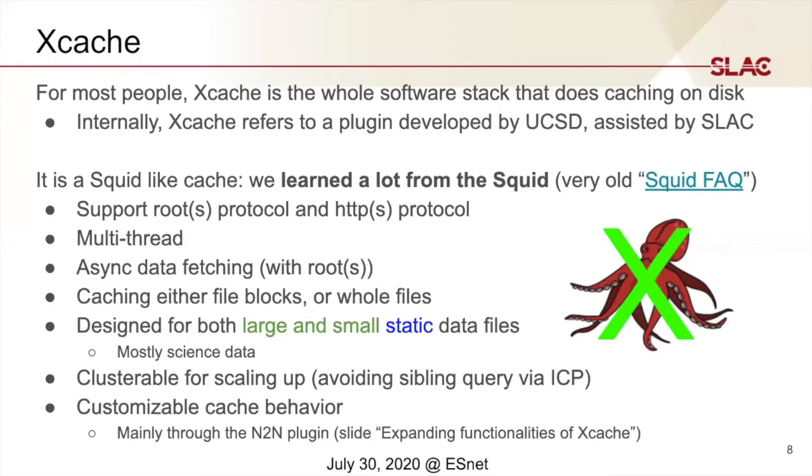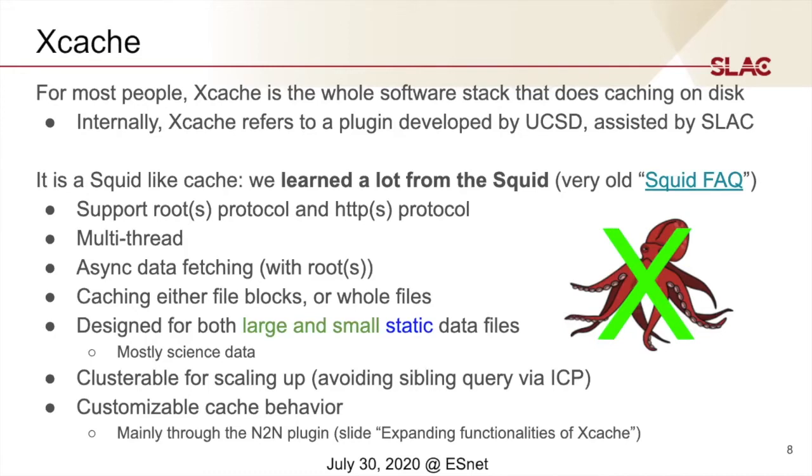Obviously, they both support HTTP and HTTPS protocols, but Xcache supports the root protocol, which Xroot supports, and many other protocols. Now, Xcache is multi-threaded, Xroot is single-threaded, so that allows Xcache to use all your CPUs. Xcache also supports async data fetching in the root protocol. I believe the HTTP protocol with HTTP pipelining also allows you to do some of that, although not perfectly.